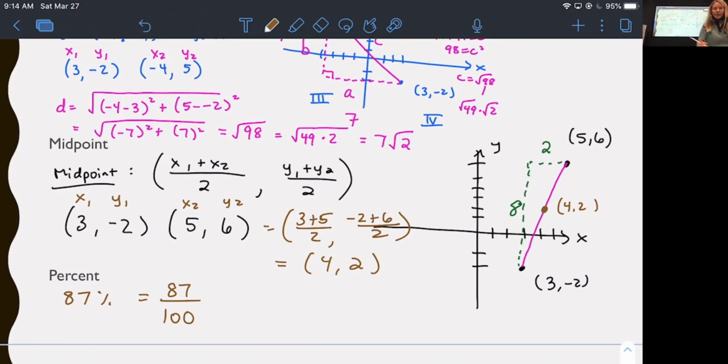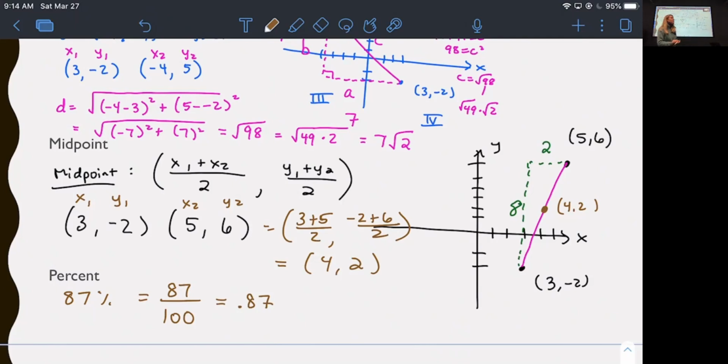Yeah, 0.87. And I think most of you, when you're dealing with percents, use the decimal way of doing it. So if you wanted to know 25% of 24, you do 0.25 times 24. I think that's how most of you do it at this point. But we'll look at some percent problems on the test.